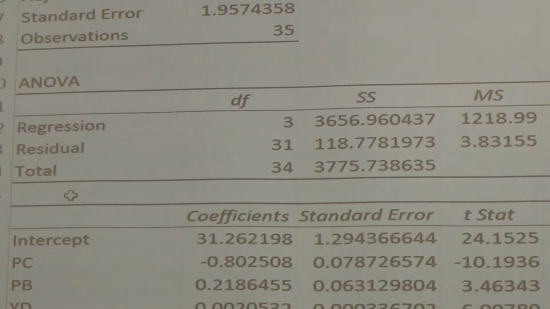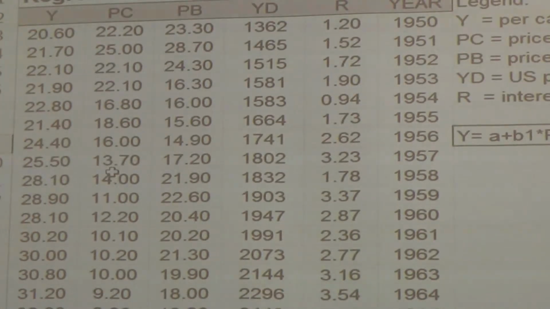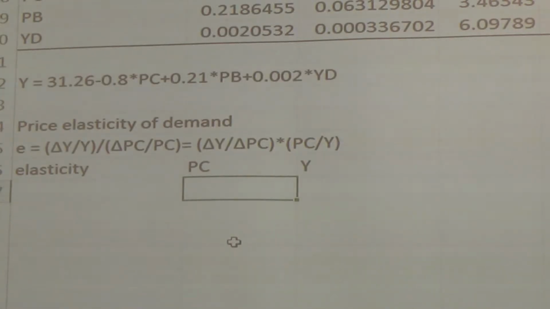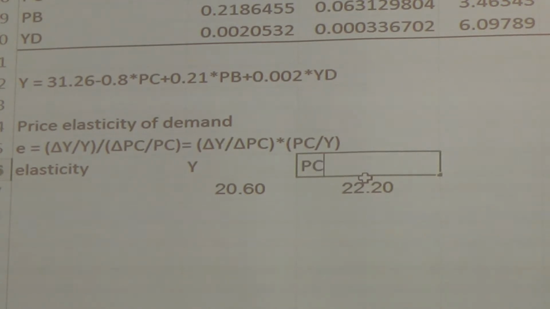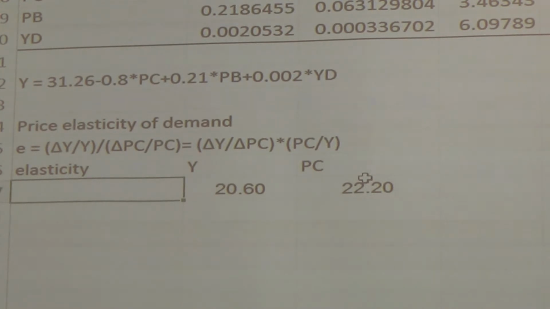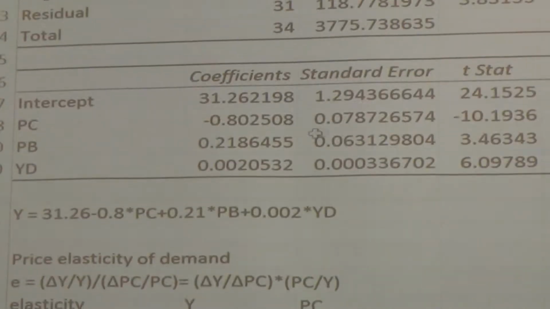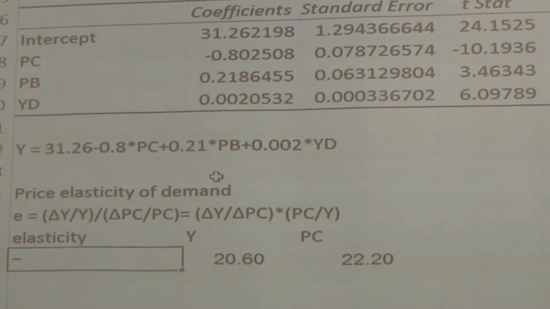Let's say chicken, let me look at it first. Price is 22.2. We have this income, and the quantity of consumption is 20.6. So that's what we have. So that's Y. And what's the associated elasticity here? It's equal to the slope here. The slope we get here is minus 0.8. Minus 0.8 is the coefficient again.